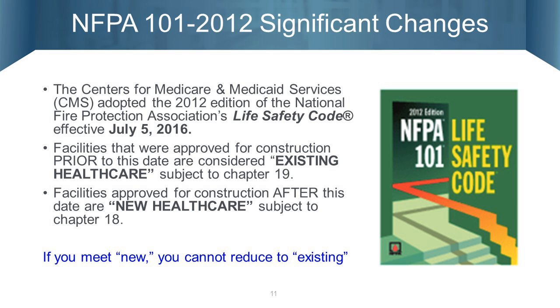But one thing we should make you aware of right now, if you meet new, you cannot reduce to existing. What that means is existing healthcare, you're allowed only a 4-foot wide corridor if that's the way your facility was built. I don't run into that very often, but every now and then we'll find a hospital with less than 8-foot wide corridors, and they're concerned because they don't meet the 8-foot clear corridor width.